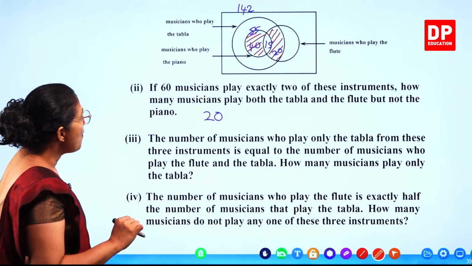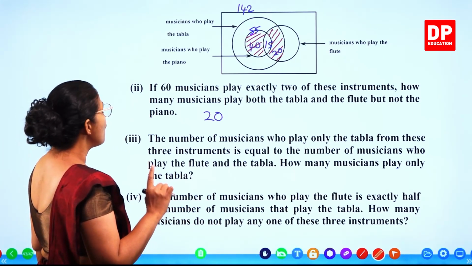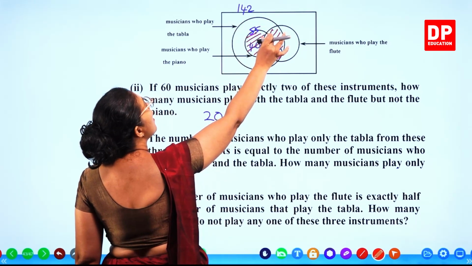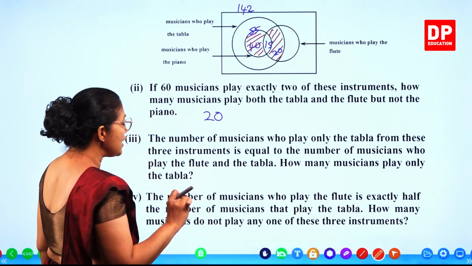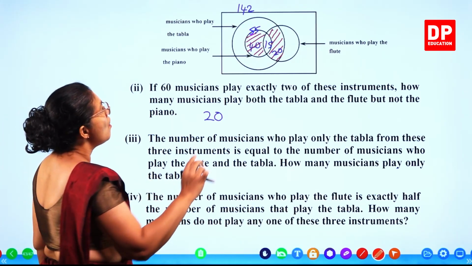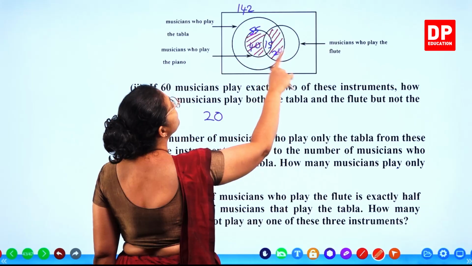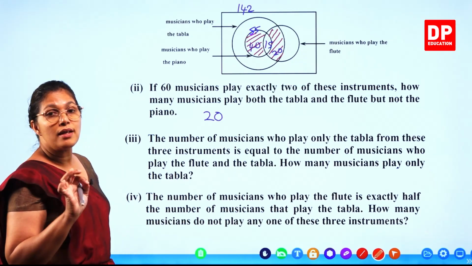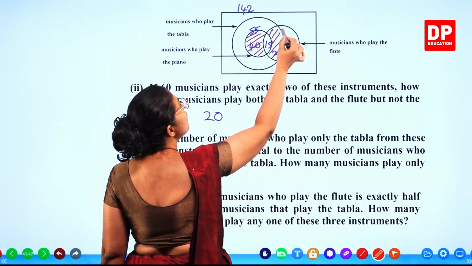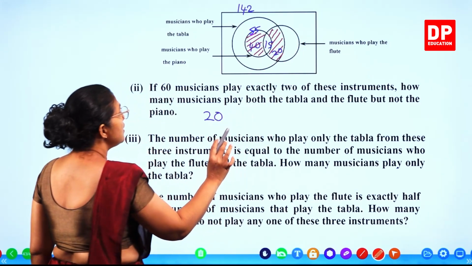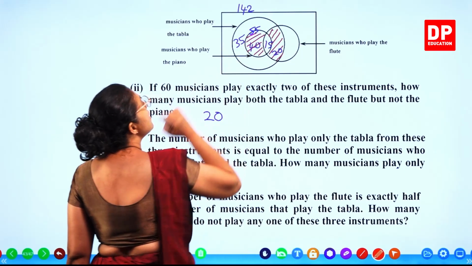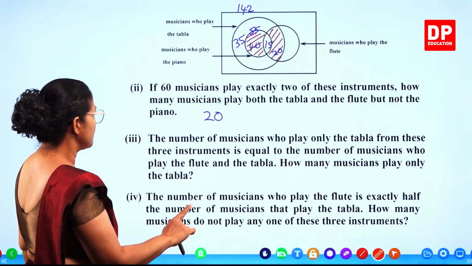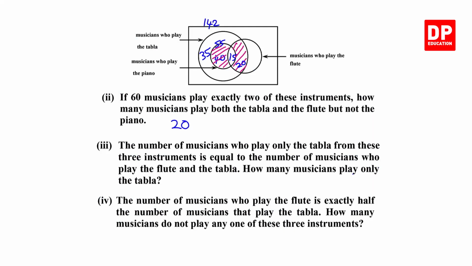Then the third part: the number of musicians who play only the tabla from these 3 instruments is equal to the number of musicians who play the flute and the tabla. Only tabla means this outer part. Flute and tabla, how many are all together? It's not mentioned to exclude those who are playing piano, so we have to take tabla and flute as 35 altogether. So 35 is same as this one. Now they are asking how many musicians play only tabla. So that's 35.